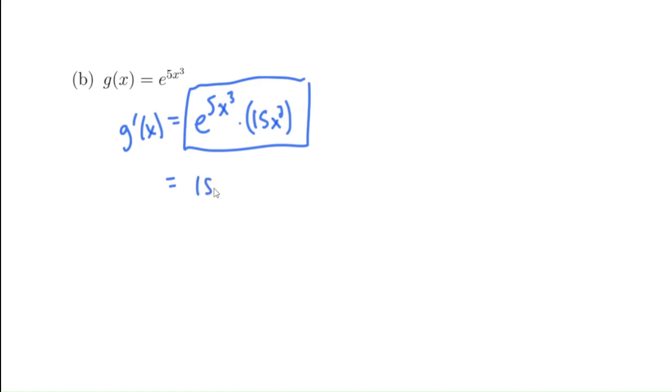Or you could rewrite it as 15x squared times e to the 5x cubed. So again, the fact that the derivative of e to the x is e to the x means the derivative of e to the something is e to the something, but then times the derivative of the something. That's what the chain rule tells us.